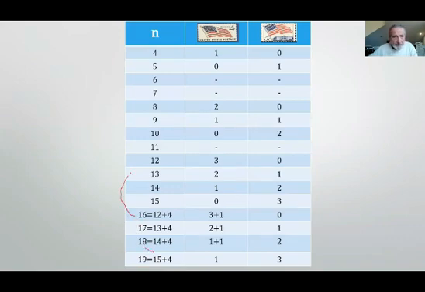This here is 12 plus 4. This here is 13 plus 4. 14 plus 4. 19 plus 4. We're only adding 4 here.